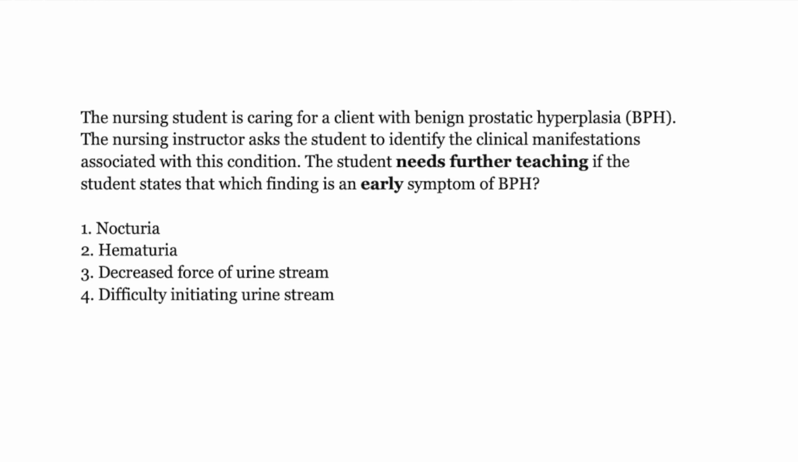Number 9, the nursing student is caring for a client with benign prostatic hyperplasia. The nursing instructor asks the student to identify the clinical manifestations associated with this condition. The student needs further teaching if the student states that which finding is an early symptom of BPH. Is it 1, nocturia, 2, hematuria, 3, decreased force of urine stream, or 4, difficulty initiating urine stream? So here the answer is number 2, hematuria.